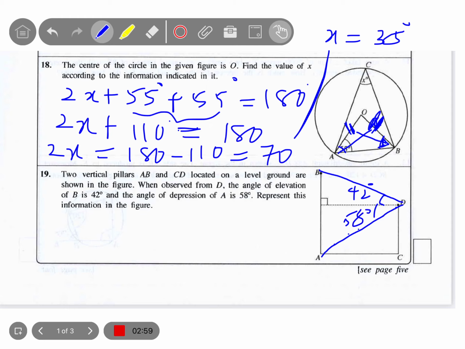Represent this information in the figure. Okay, we have already done that. So basically this is what the question is. So if you just draw that in this way, you should be good.